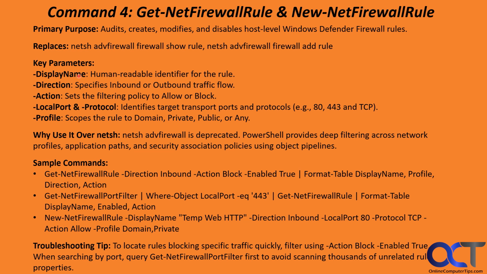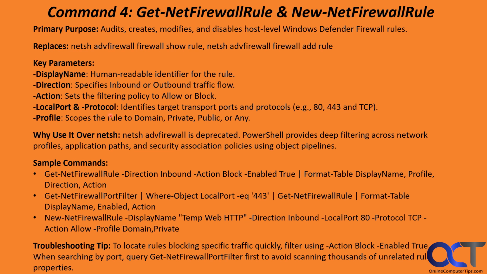All right, for our parameters, we have DisplayName. So this will show you human-readable identifiers for the rule, which always comes in handy when you're trying to figure out what it is. And then if you want to see inbound or outbound traffic flow for these rules, you could use Direction. And then Action if you want to take an action, such as setting the filtering policy to allow or block. Then if you want to see local port and protocol information, you could use these parameters, such as ports 80 and 443 and protocol TCP.